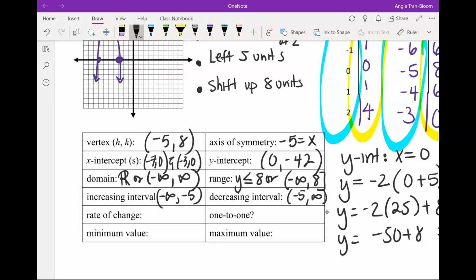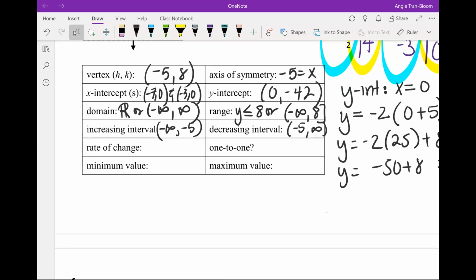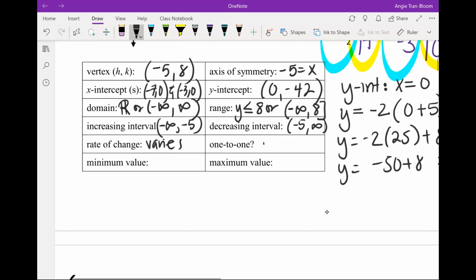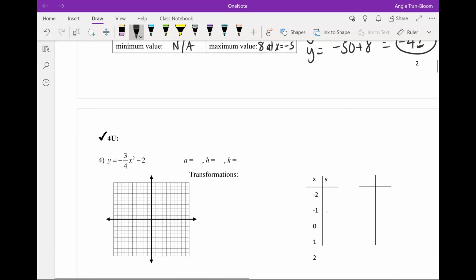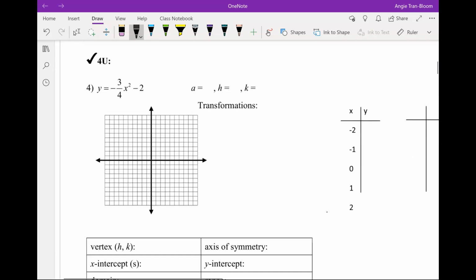Rate of change. Alyssa, write for rate of change. What's your answer for 1-to-1? Sophia C. No. Do we have a min or max, Autumn? Maximum. And what is your max? 8 at x equals -5. Good. The last one is not a lecture. The last one is you are on your own, in your team, that is.